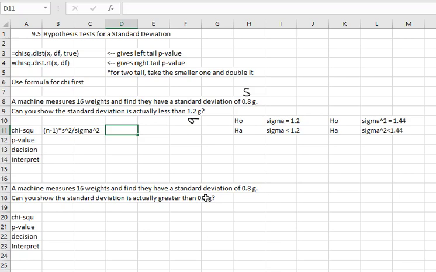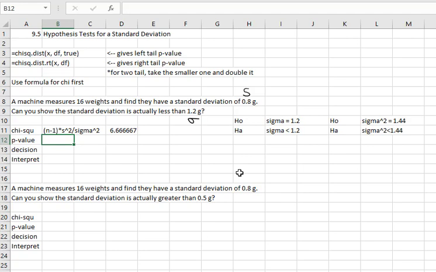But we can figure this out for our example here by saying equals, open a parentheses, the sample size was 16, minus 1, times s, my sample standard deviation is 0.8, squared, divided by sigma, the population standard deviation from the hypothesis test is 1.2, squared. And when we hit enter, we find our chi-squared value is 6.666.